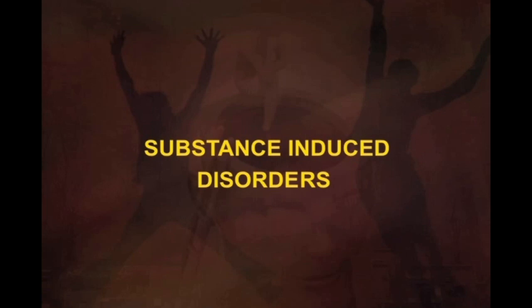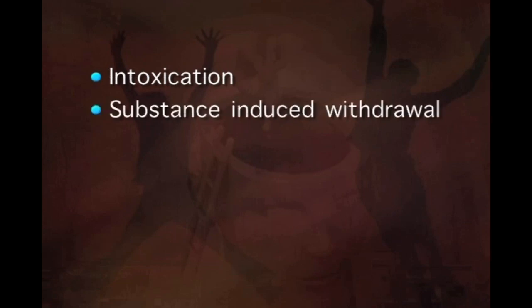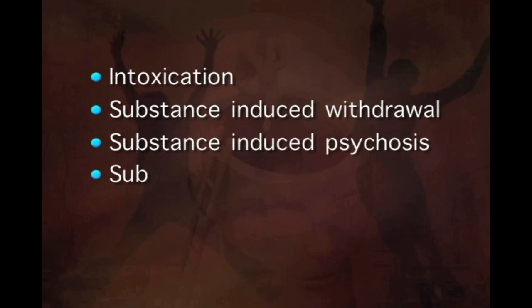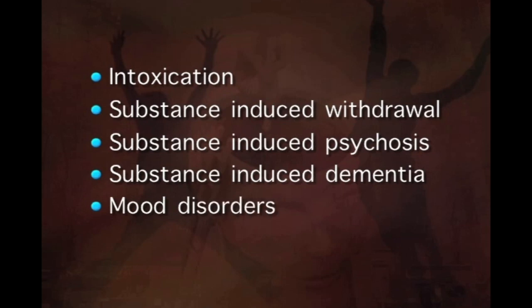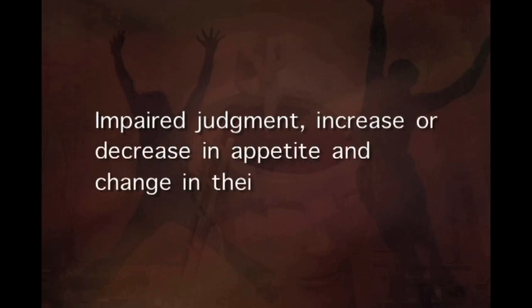Coming to substance induced disorders. What do these disorders include? The substance induced disorders again include intoxication, substance induced withdrawal, substance induced psychosis, substance induced dementia, mood disorders, anxiety disorders, and various other disorders. Different people get affected in different ways. It is not necessary that if a person succumbs to a specific drug, he behaves like another person who has succumbed to the same drug. Each one comes in with a different disposition, and hence they can react differently to different drugs. However, whatever be the kind of drug dependence they have, a few effects may be impaired judgment, increase or decrease in appetite, and change in their sleep patterns.